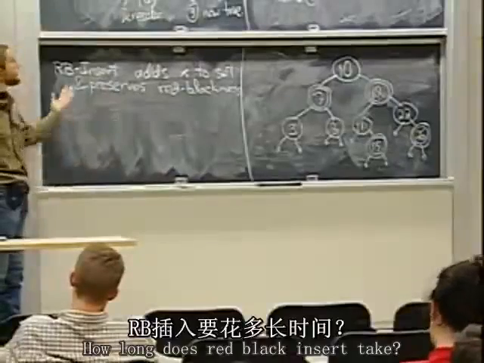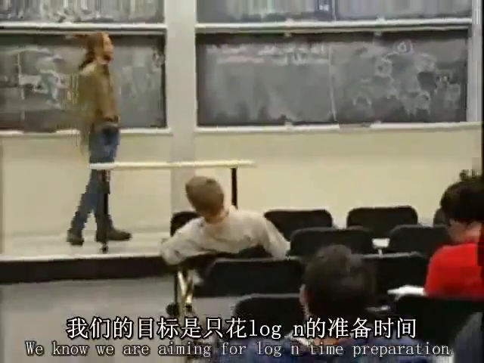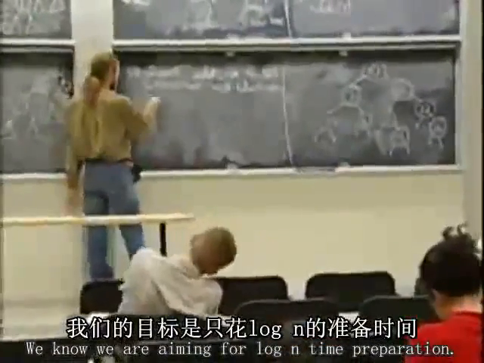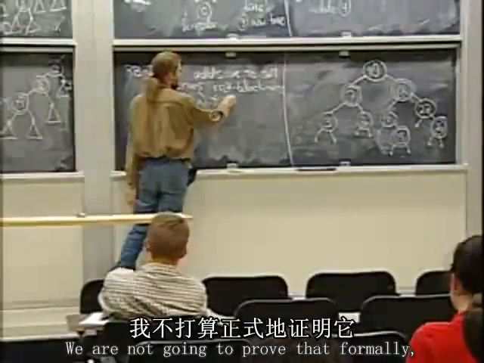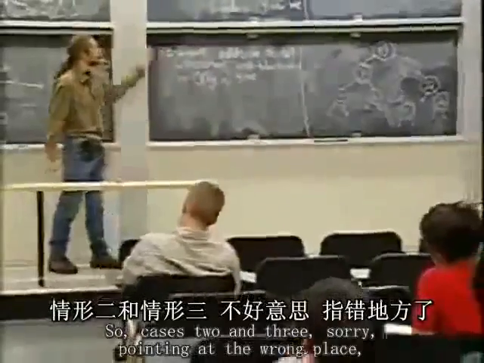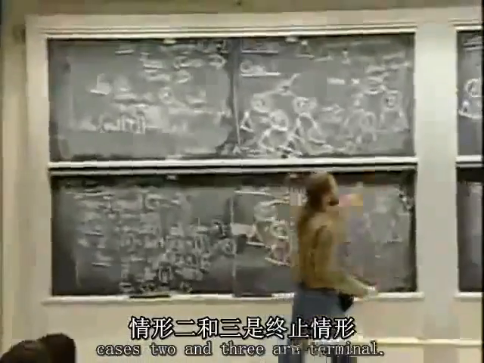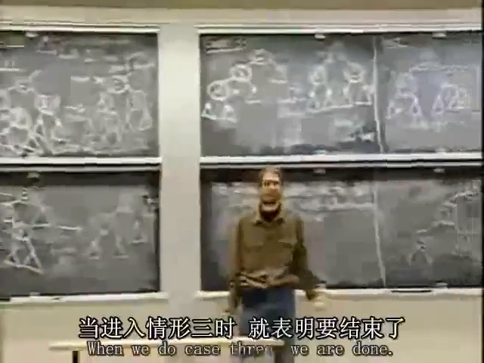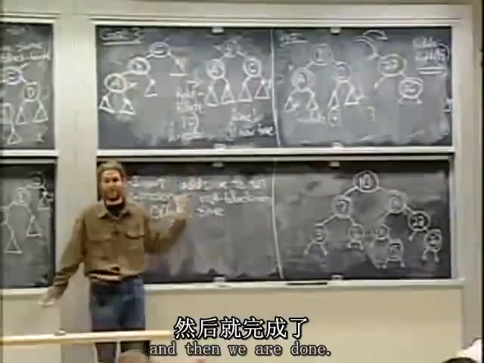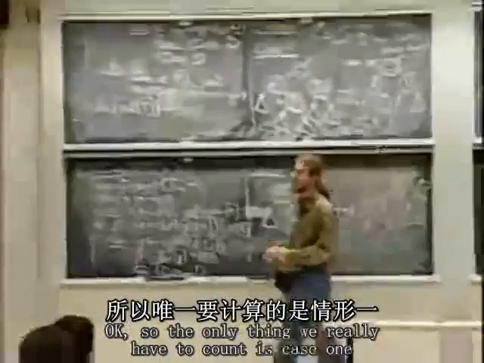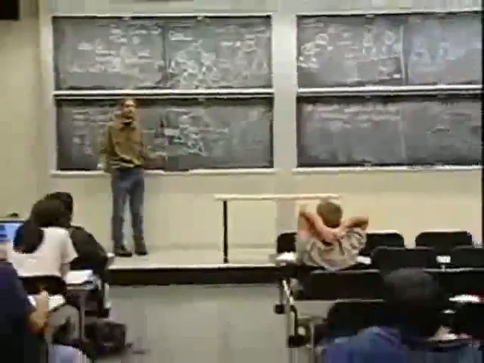Therefore, all queries in red-black trees will keep taking logarithmic time. How long does red-black insert take? We know we're aiming for log n time per operation. I'm not going to prove that formally, but it should be pretty intuitive. Cases 2 and 3 are terminal. When we do case 3, we're done. When we do case 2, we're about to do case 3, and then we're done. So the only thing we really have to count is case 1, because each of these operations, recoloring, rotation, they all take constant time. So it's a matter of how many there are.